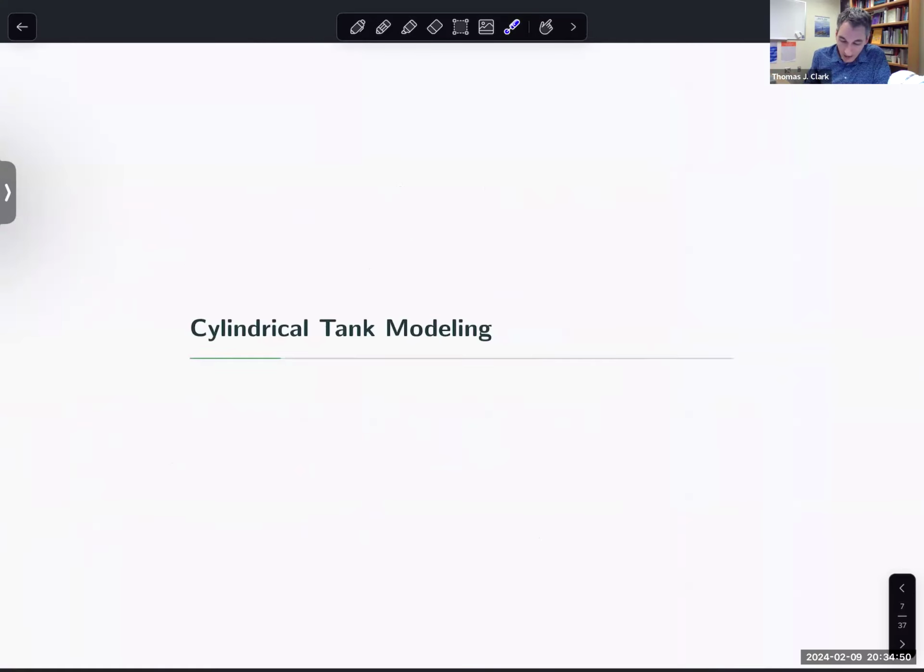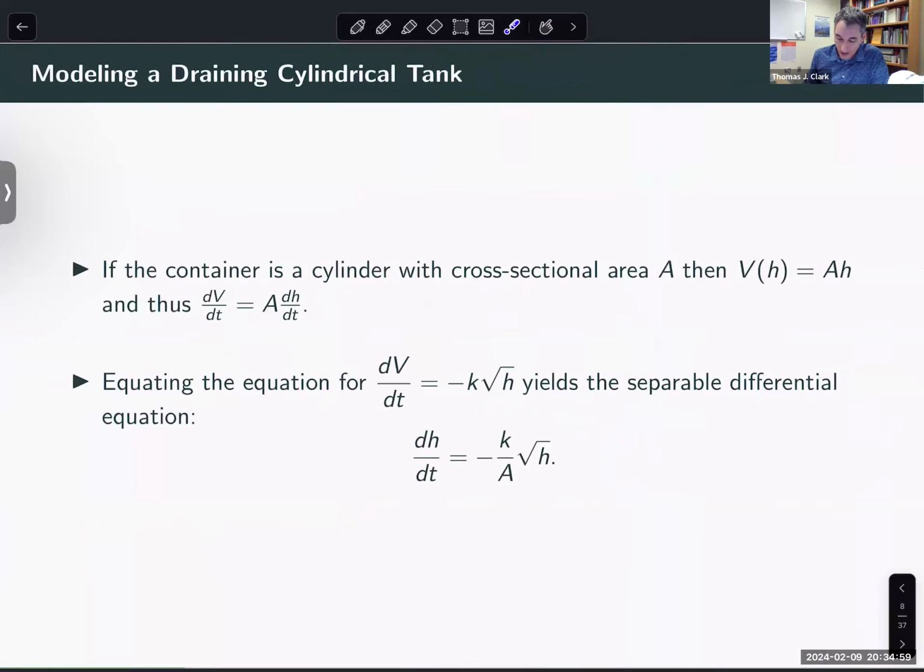And with the rest of my time, I'll walk through some of the different potential tanks and what we get when we do it. So first, we've got a cylindrical tank.